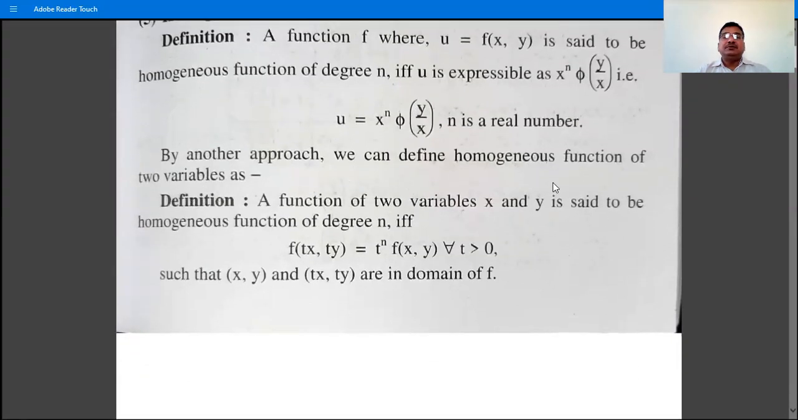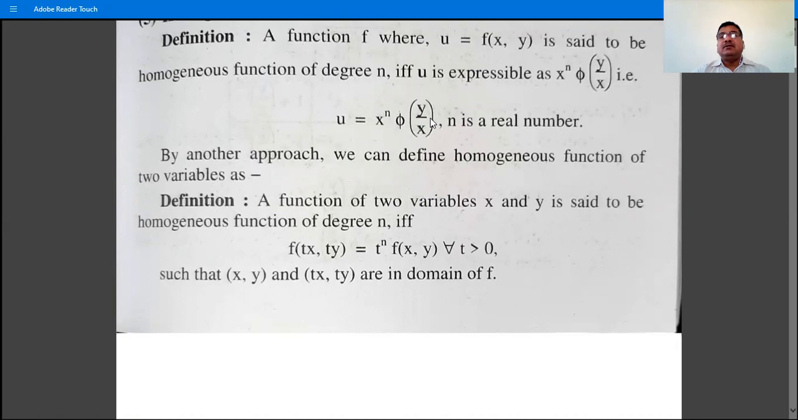Or another approach to this definition is: if the function f(tx, ty) is expressed in the form t raised to n f(x,y), where again t is any real number, then we say the function f(x,y) is a homogeneous function. So this is the new approach. And in the earlier approach, if the function f(x,y) is expressed in the form x raised to n phi of y by x, some function of y by x, then we say it is a homogeneous function of degree n.